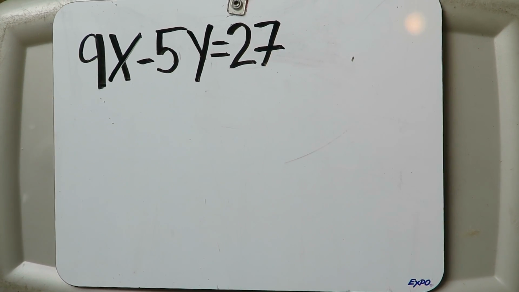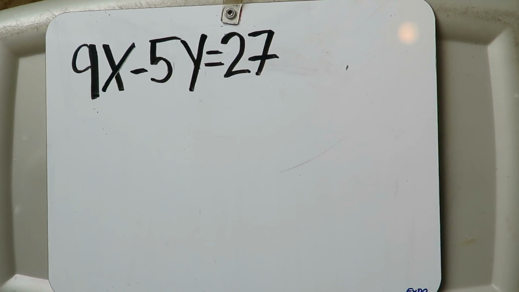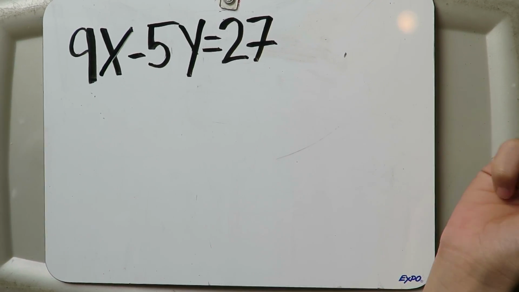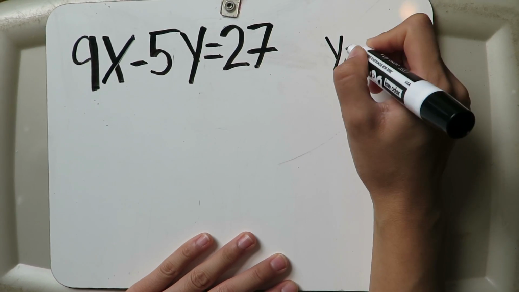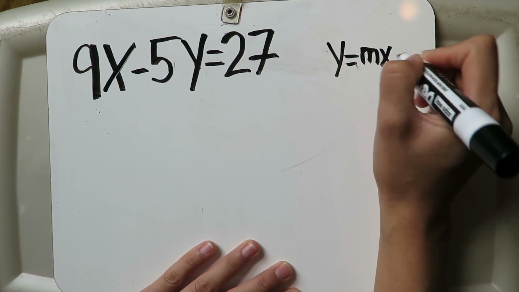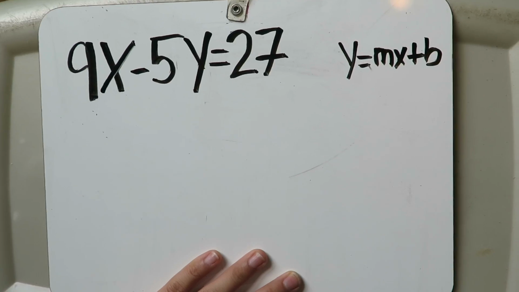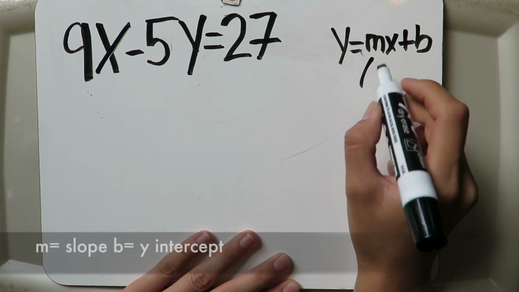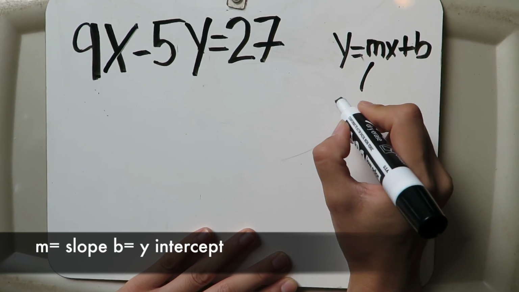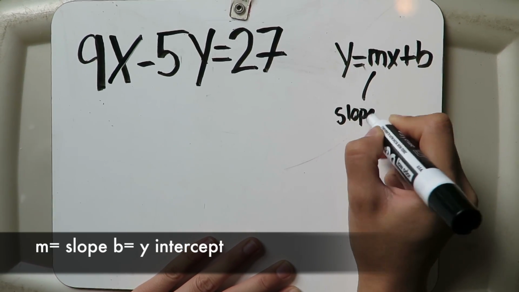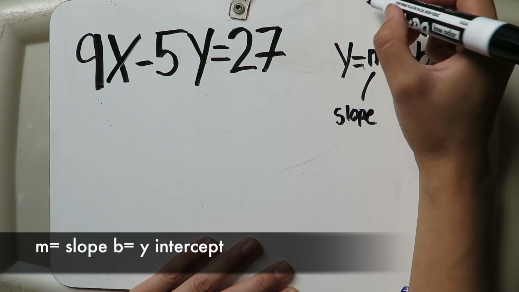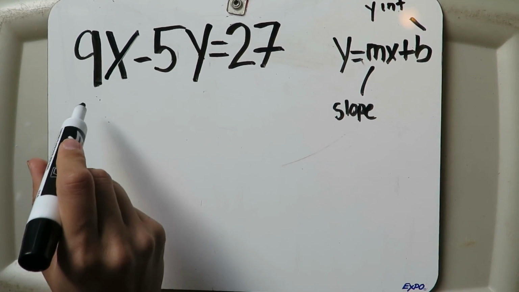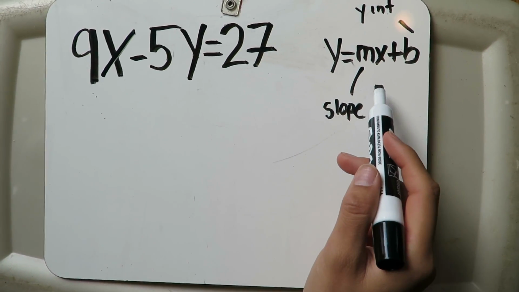So if you have an equation like this and you're trying to look for the slope and the y-intercept, you must remember the y-intercept form equation, which is y equals mx plus b. And here the slope is indicated by the m, and it's whatever's in front of the x. That's our slope. And the b is our y-intercept.